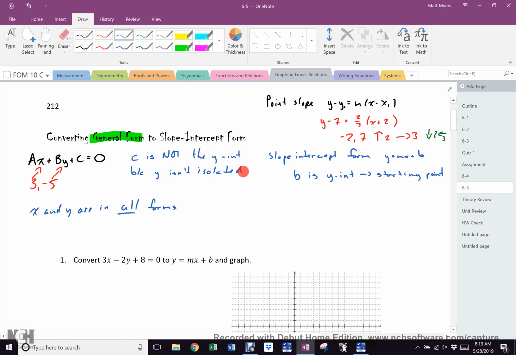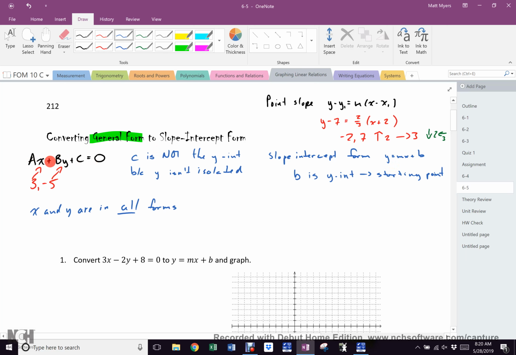So, let's stop and think for a second. We already know how to graph point-slope form. Go to the starting point, count the slope. We already know how to graph slope-intercept form. Go to the y-intercept, count the slope. How could we graph this? What would help us? Pardon me? We could isolate y, and then we'd have slope-intercept form. We could also do the intercepts, couldn't we? Because if we were doing the x-intercept, y would drop out. And if we were doing the y-intercept, x would drop out. Then we could do algebra there.